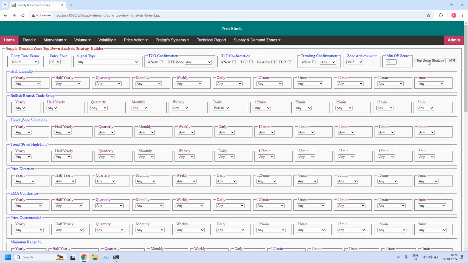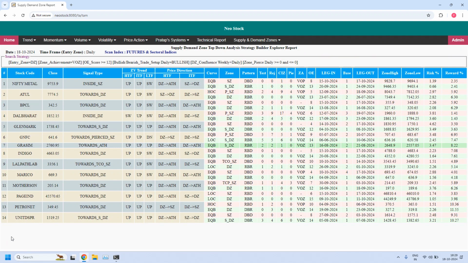So let's verify. 14 stocks are filtered. All these 14 stocks are supporting the bullish trade setup for monthly income trade, and also the entry time frame daily zones are part of the weekly zones. Weekly is ITF. Because the ITF trend is uptrend in the bullish trade setup, you can also check for weekly EMA confluence related zones, because the daily zone is part of the weekly zone.